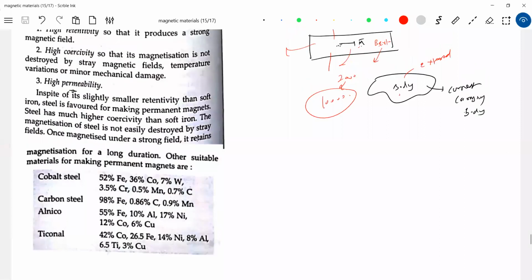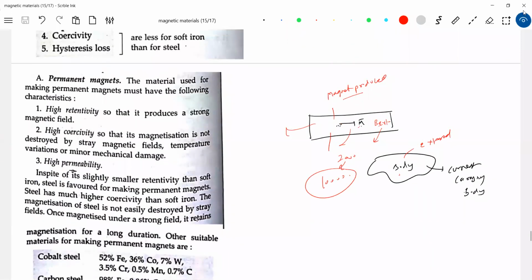Okay, got this. For permanent magnets, steel is preferred. Conclusion: steel is favored for making permanent magnets, because of its high coercivity.